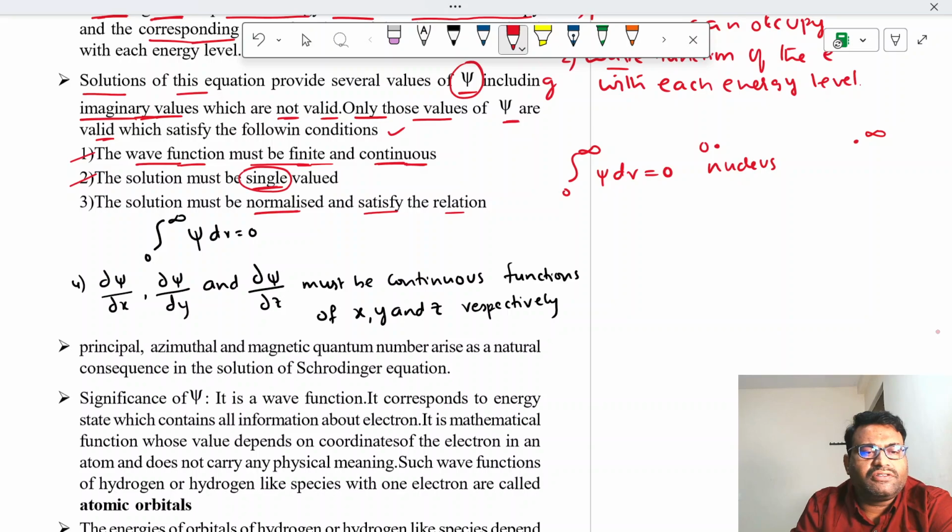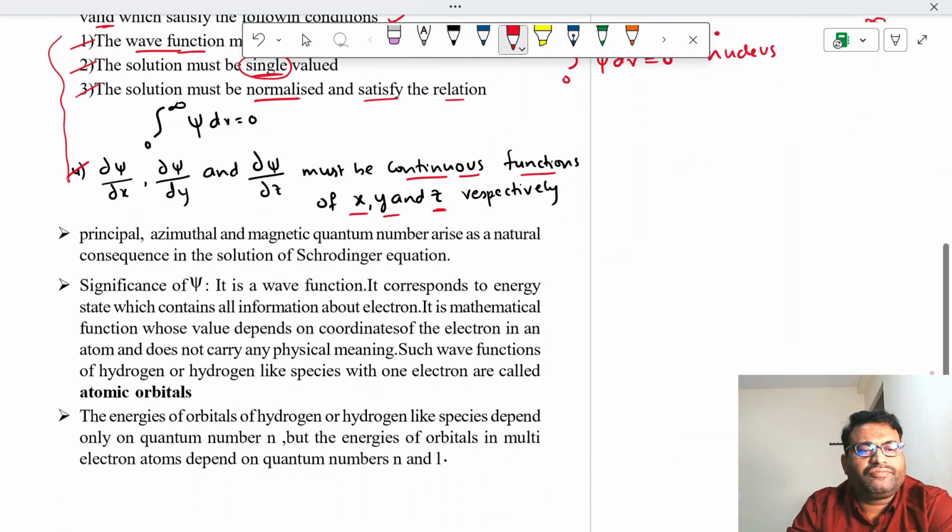The next one is del psi by del x, del psi by del y and del psi by del z must be continuous functions of x, y and z respectively. Then only, if these four conditions are satisfied, do we take that solution as a valid psi value. So only those values of psi are valid which satisfy these four conditions.